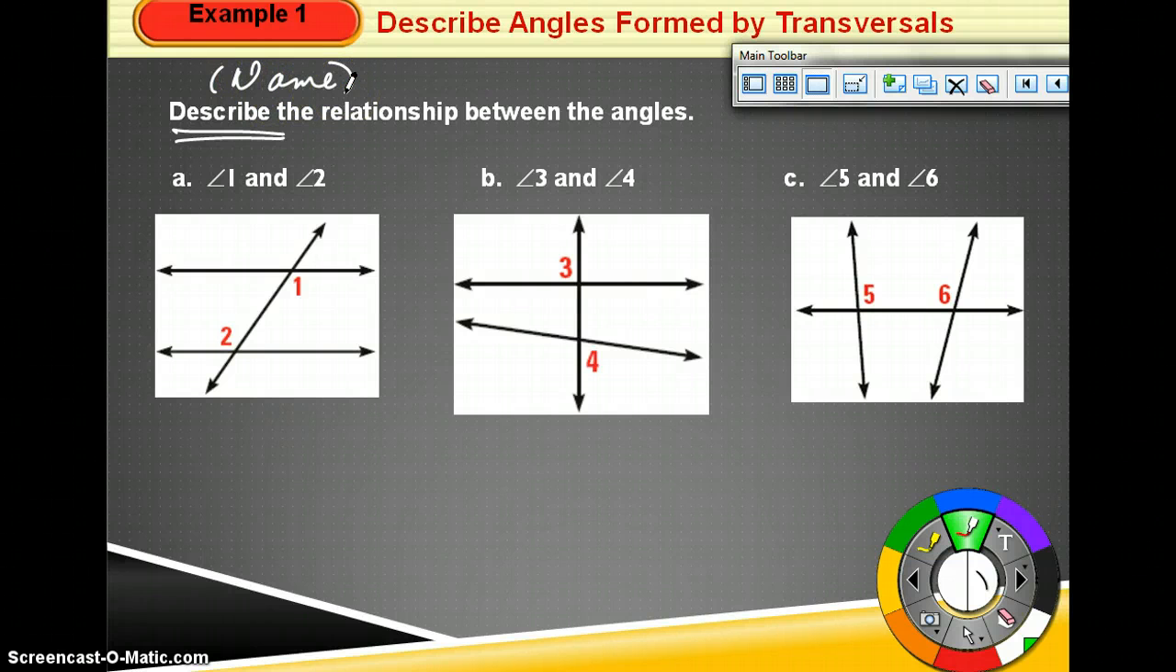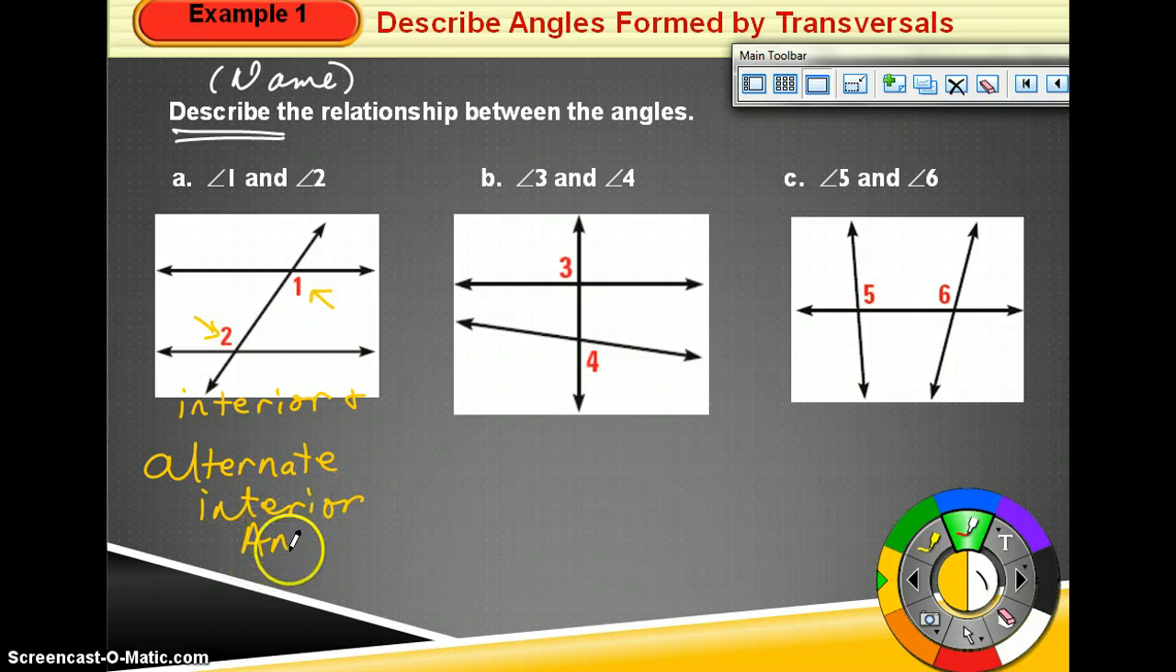So on letter A, angle 1 and angle 2, you're looking for two things. Are they inside or outside? So these are on the interior, okay, and they're on alternating sides. We have angle 2, which is on the left, angle 1, which is on the right. So that's going to be alternate interior angles. Okay, we're going to abbreviate alt. int. angle symbol. That's what that looks like, alternate interior angles.